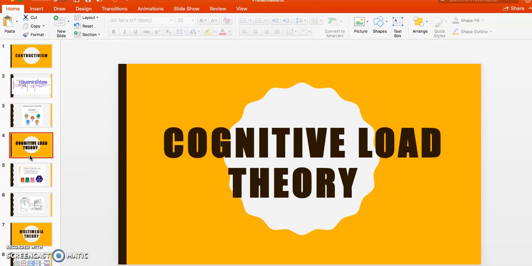Next is cognitive load theory. This is a theory that focuses on the load on working memory during instruction. John Sweller describes the human cognitive architecture and the need to apply sound instructional design principles based on your knowledge of the brain and memory.